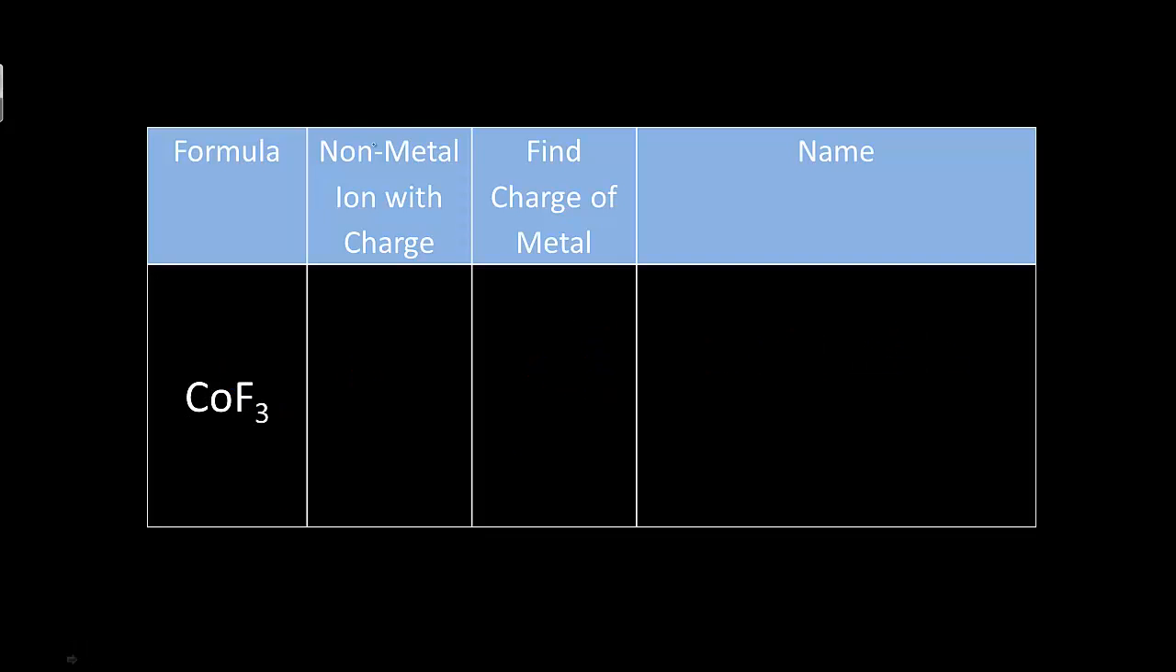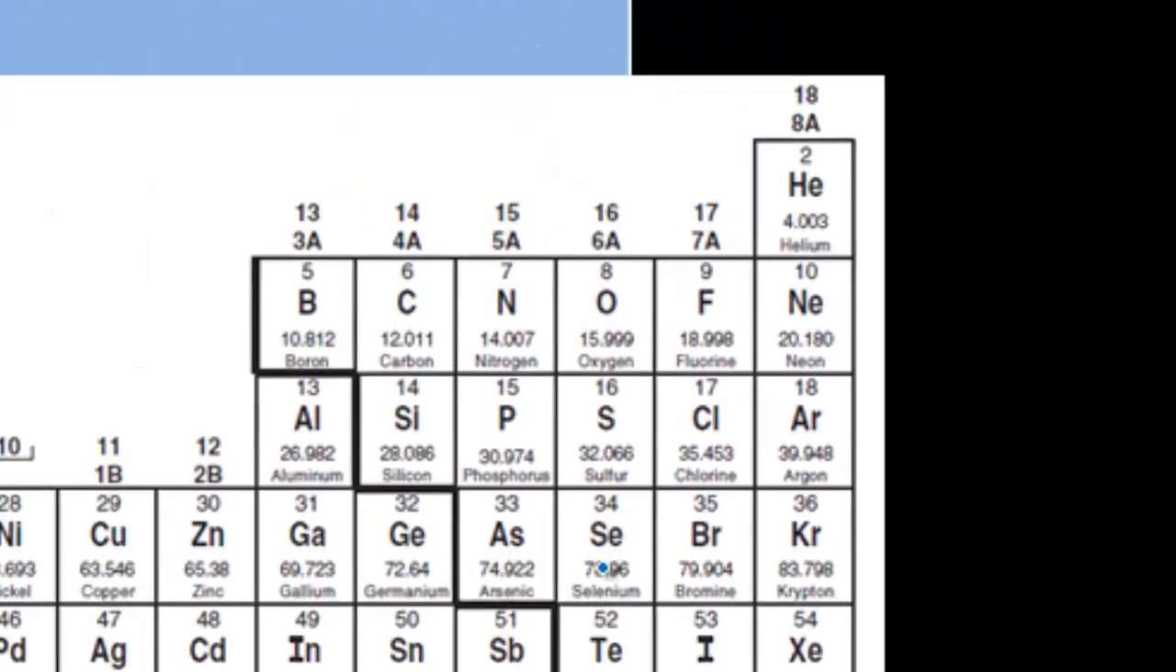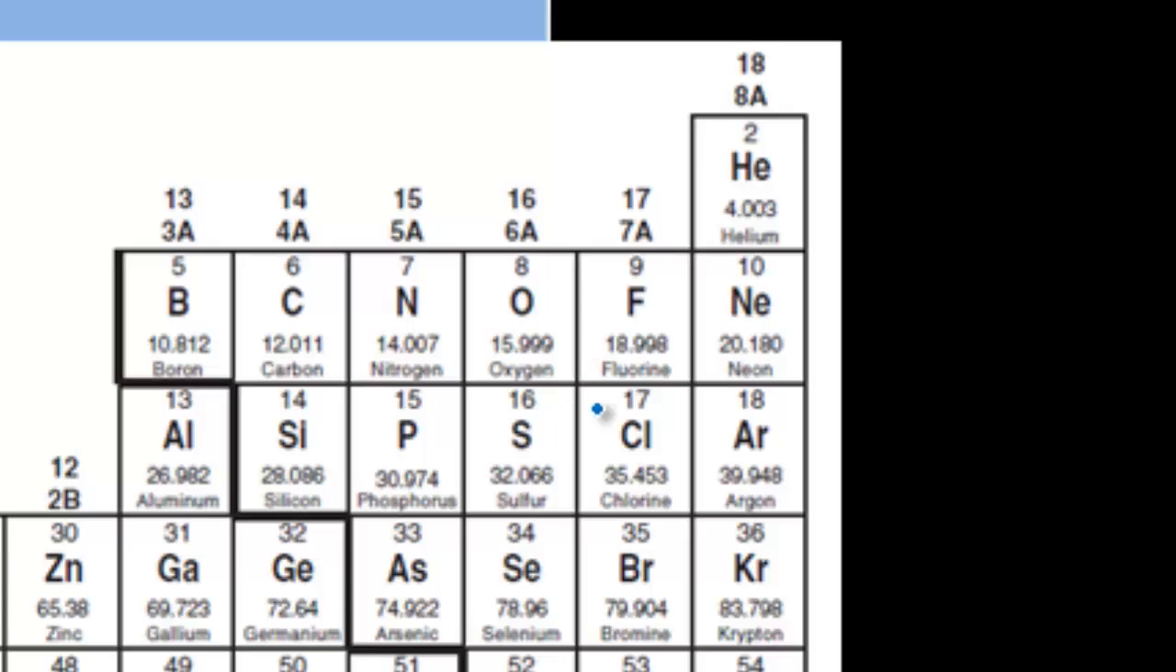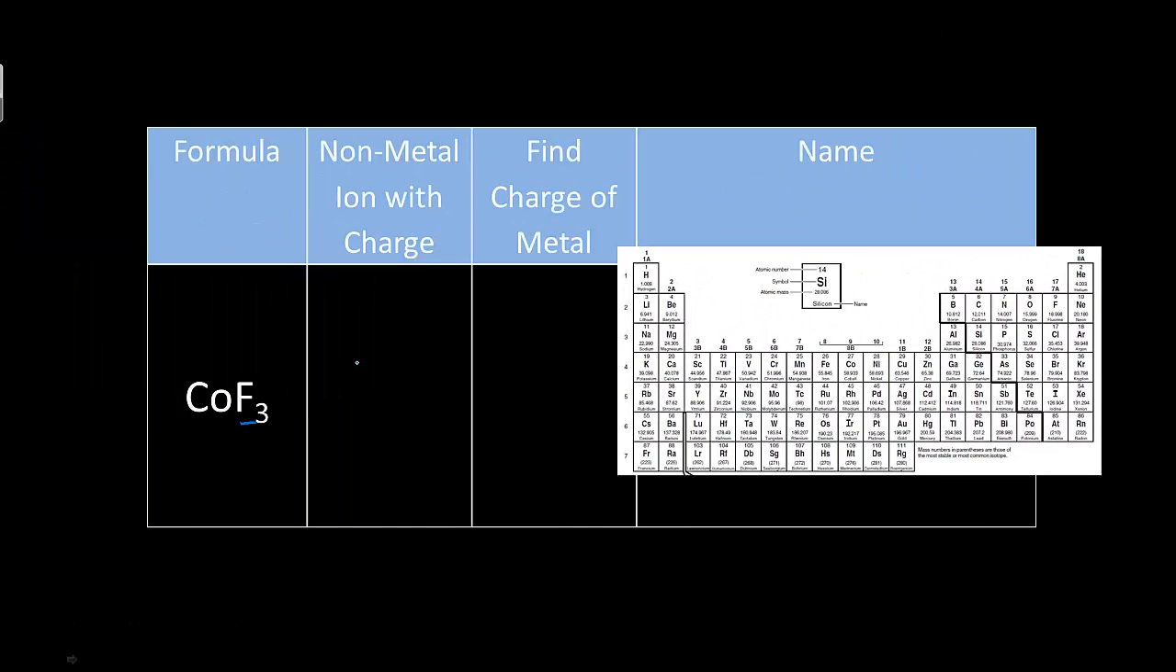Okay, last example here. Nonmetal ion with charge. Here's our nonmetal. It's F. F is fluorine. It is in group 17. It has 7 valence shell electrons. It is easier to gain 1 than lose 7. Gaining 1, that's its oxidation number.